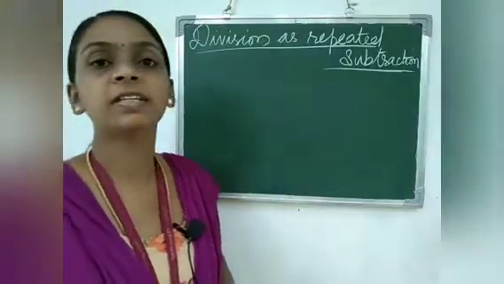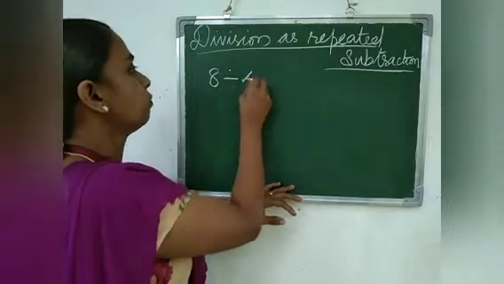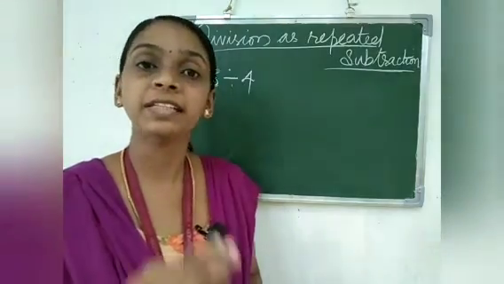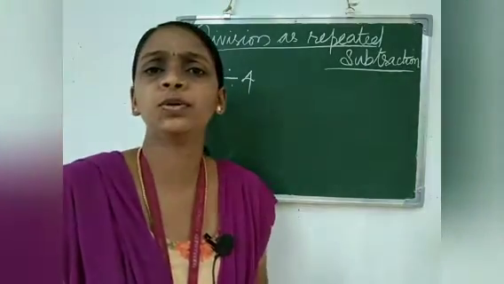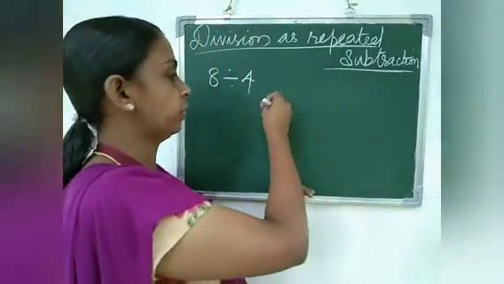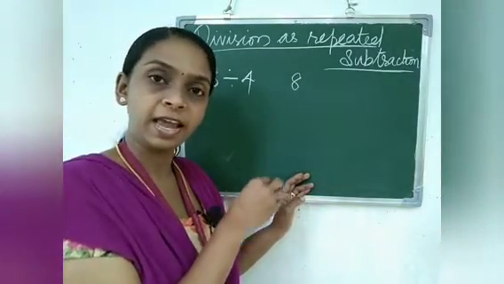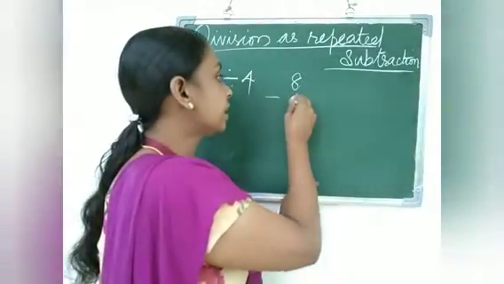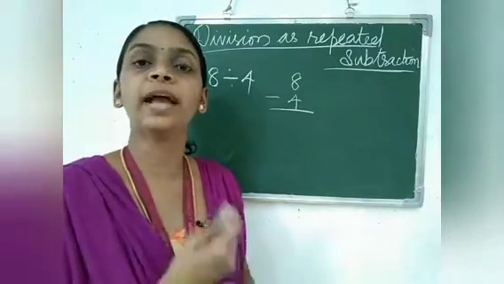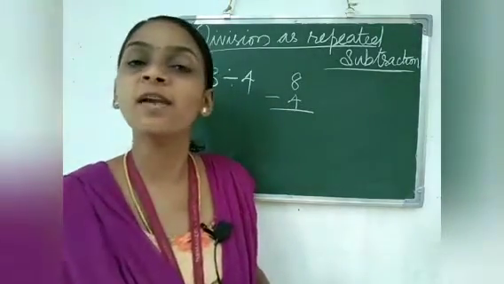So I am writing one question here: 8 divided by 4. We have to find the answer of 8 divided by 4. How will we do this problem by the repeated subtraction method? Look here, all of you. We have to write 8 first, and we have to subtract 4 from 8. 8 minus 4. We have to do this subtraction until we get 0.